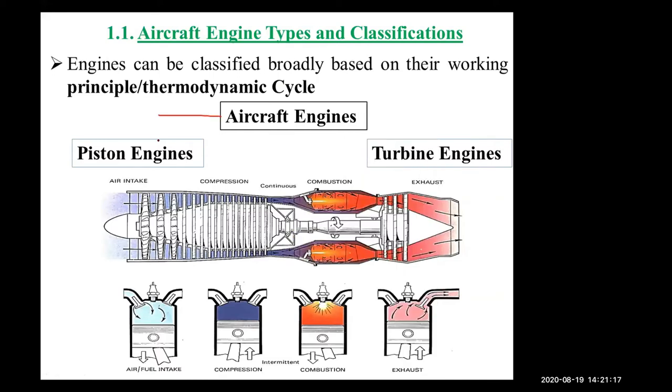One is the piston engine, which is common like the automobile engine. The types of aircraft engines, broadly, are normally classified based on the principle of operation or their thermodynamic cycle or working principle, as piston engines and turbine engines. And basically, they have the same working operation. For example, these are the piston engines. There are four strokes. These are called strokes.